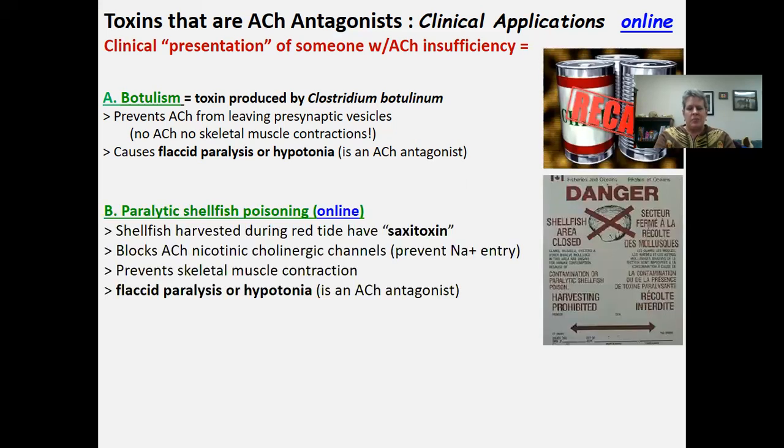Now, paralytic shellfish poisoning. I've got an online app for that as well. Now, would you as nurses see paralytic shellfish poisoning? Quite possibly, because we have coast in South Carolina, the ocean, and people do go out and harvest shellfish. Those are like bivalves, like oysters and things like that. Well, every now and then, there'll be what's called a red tide, and that means overgrowth of red algae, and those algae release a toxin into the water called saxitoxin.